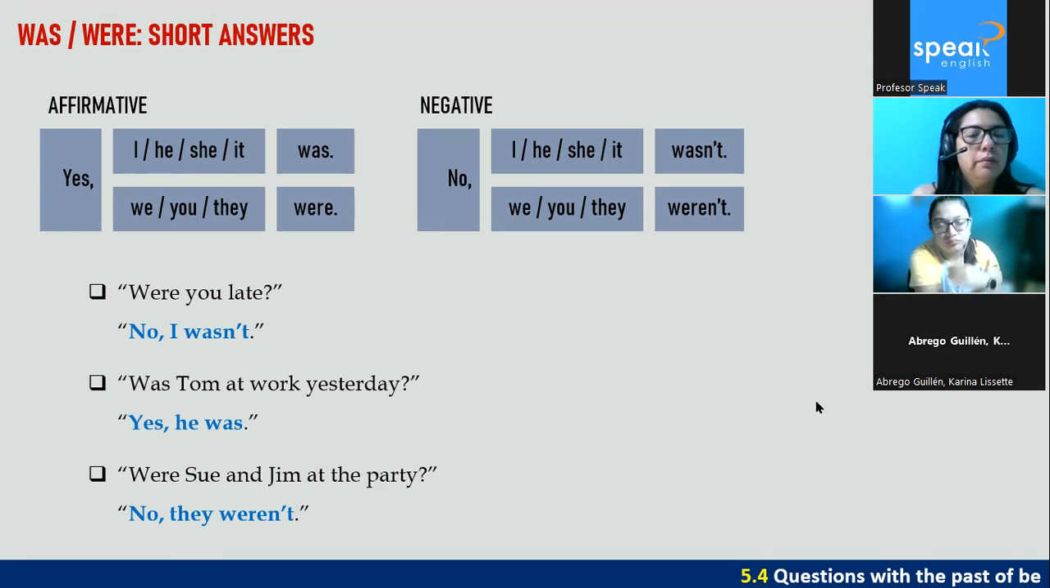Pero la razón por la que nosotros tenemos respuestas cortas o short answers en inglés es porque no queremos estar repitiendo lo mismo otra vez, ¿verdad? Entonces, ¿qué es más común, Marcela? ¿Las short answers o las long answers? Short answers son más comunes, ¿verdad? Las respuestas cortas, ¿ok?